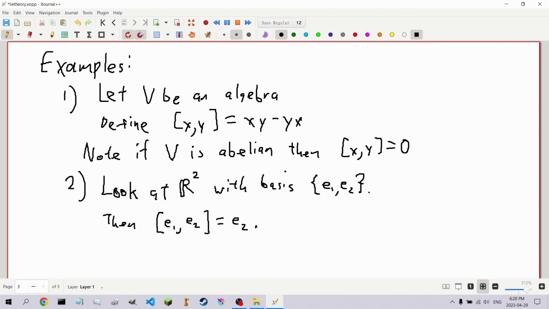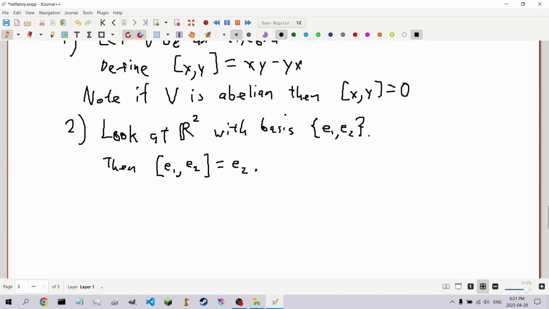Because if you think about it, like I said, the bracket of E1 and E1 or E2 and E2 always has to be 0. And the bracket of E1 and E2 can be anything, and then E2, E1 is its negative. And then you can show that you can do a change of coordinates to give you a basis such that you get this equation. I'm not going to go through the details here. It's not too important, but it's worth noting.